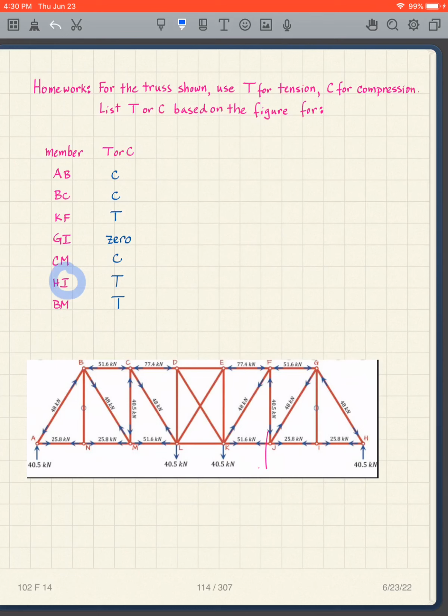HI. Pulls on point H, pulls on point I. Tension. BM. Pulls on point B, pulls on point M. Tension.